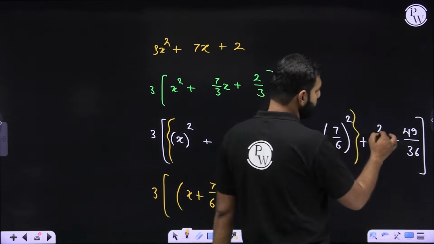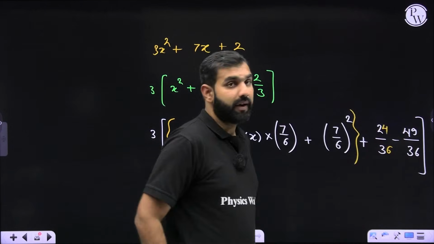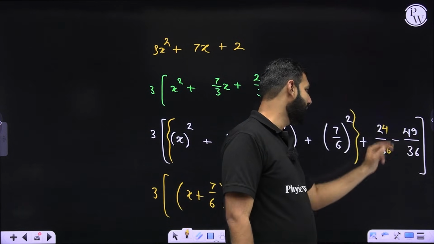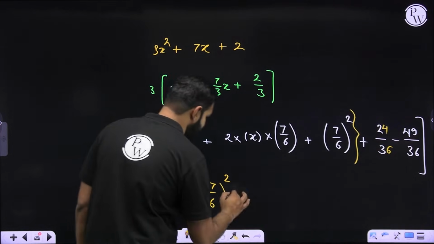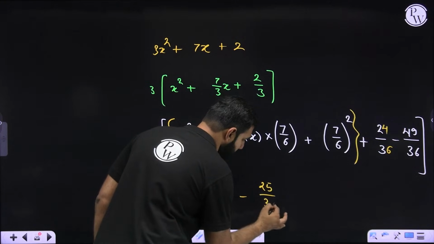So 12 into 2 is 24, 12 into 3 is 36. 49 minus 24: 9 minus 4 is 5, 4 minus 2 is 2, so 25 basically. Most of you must have cracked it. So it is basically 25 by 36, right?